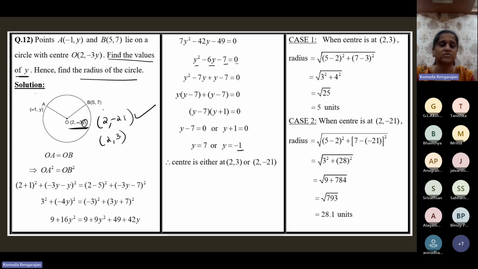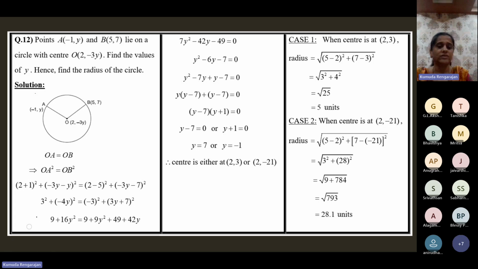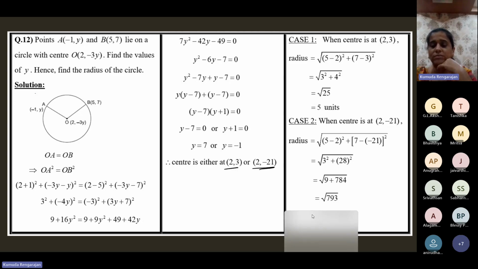Next is to find the radius of the circle. To find the radius, find OA or OB, whatever. But we'll have to work two cases because we have two different centers. So you'll have to find the radius when the center is at 2, 3, and you should also find the radius when the center is at 2, minus 21.